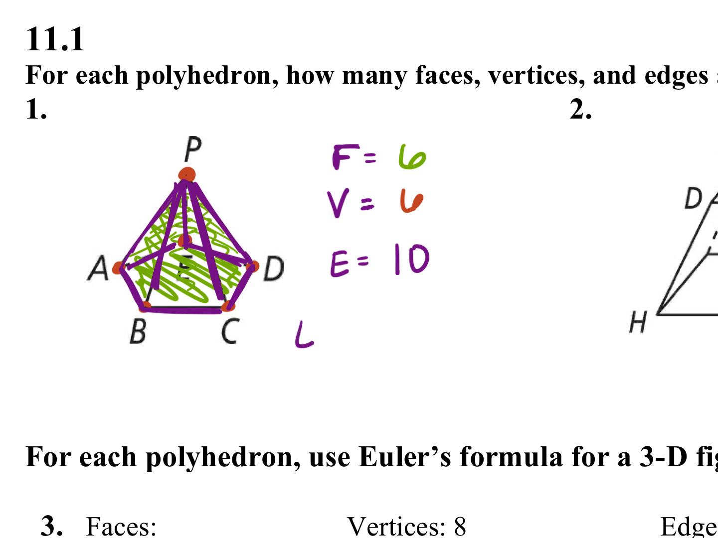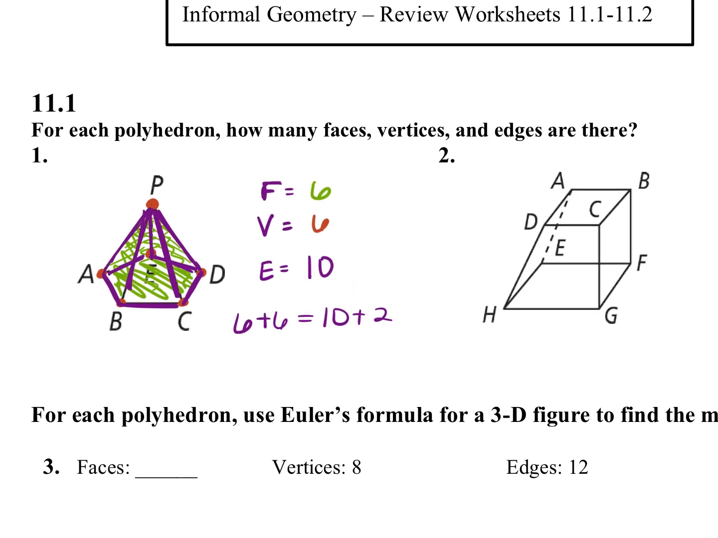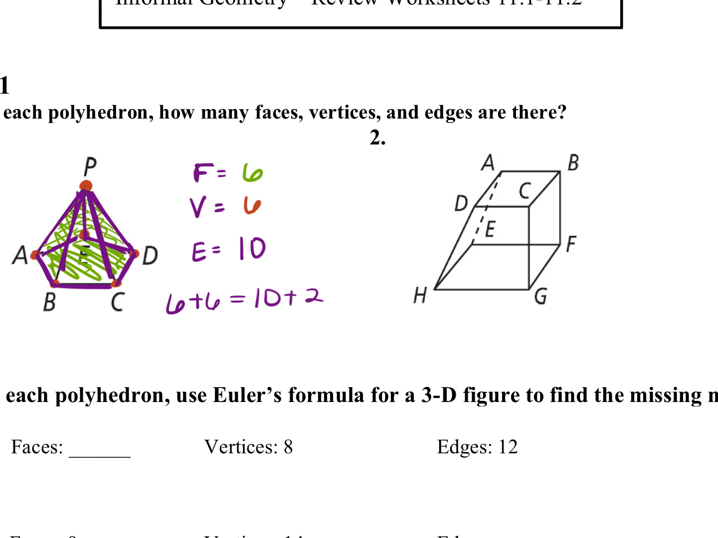Remember the formula? Faces plus vertices equals edges plus 2. That's how you can check if you're right. 6 plus 6 equals 10 plus 2. So that means you got a pretty good idea. You have the right thing going on. Okay? Well, that's just a good way to check it. I wouldn't start with it that way.